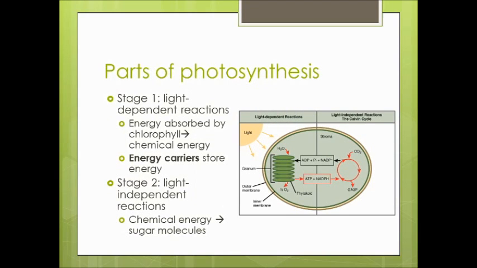So photosynthesis takes place in two stages. We have light-dependent reactions, which, as you would expect, require light. And stage two is light-independent reactions, so it doesn't require light. So in stage one, the energy absorbed by the chlorophyll will be converted into chemical energy, and then energy carriers will store that energy. In stage two, that chemical energy will be used to make sugar.